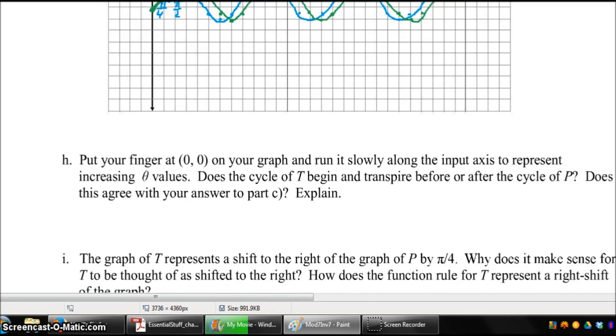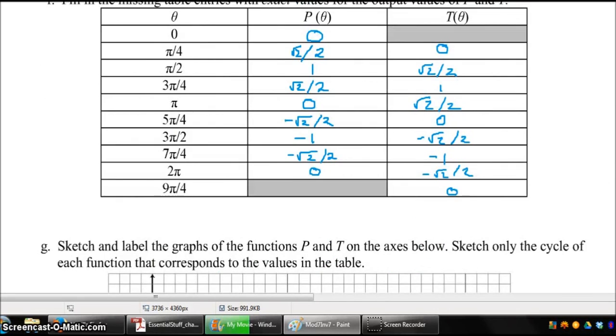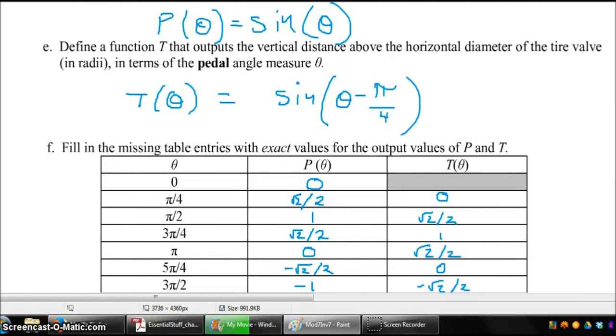I'm just going to type the answer from the book. The graph of t represents a shift to the right of the graph of p by pi over 4. Why does it make sense for t to be thought of as shifted to the right? How does the function rule for t represent a right shift of the graph? Well, the function rule represents it by subtracting the pi over 4. That's how we know there's a right shift.